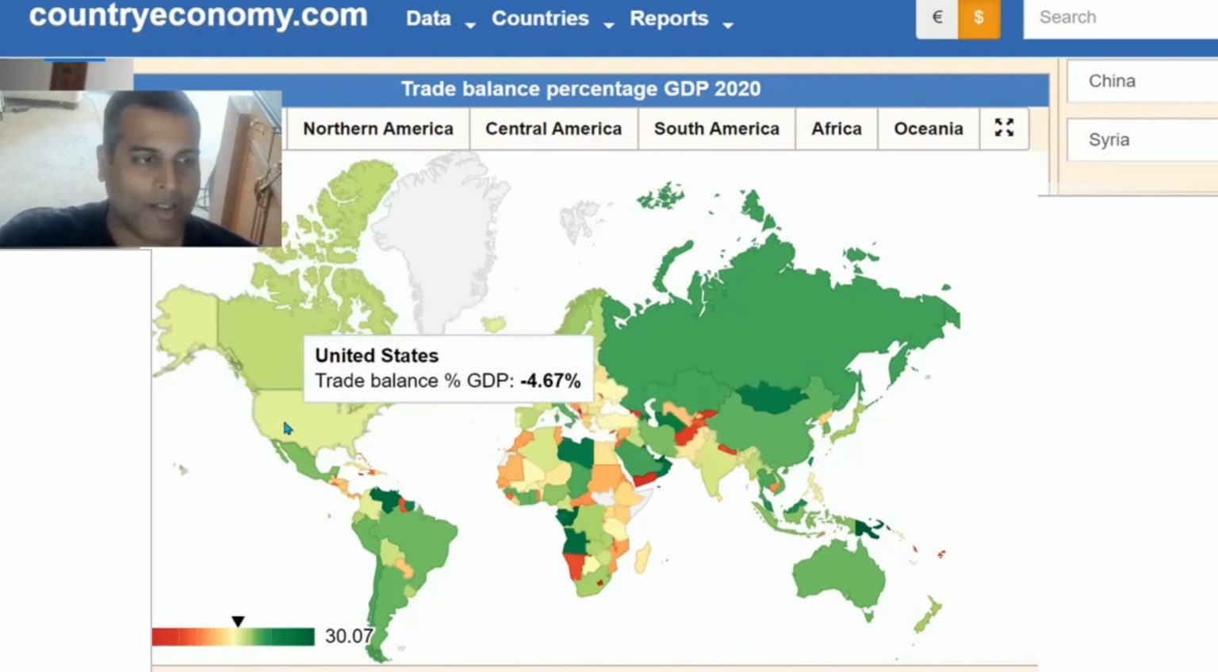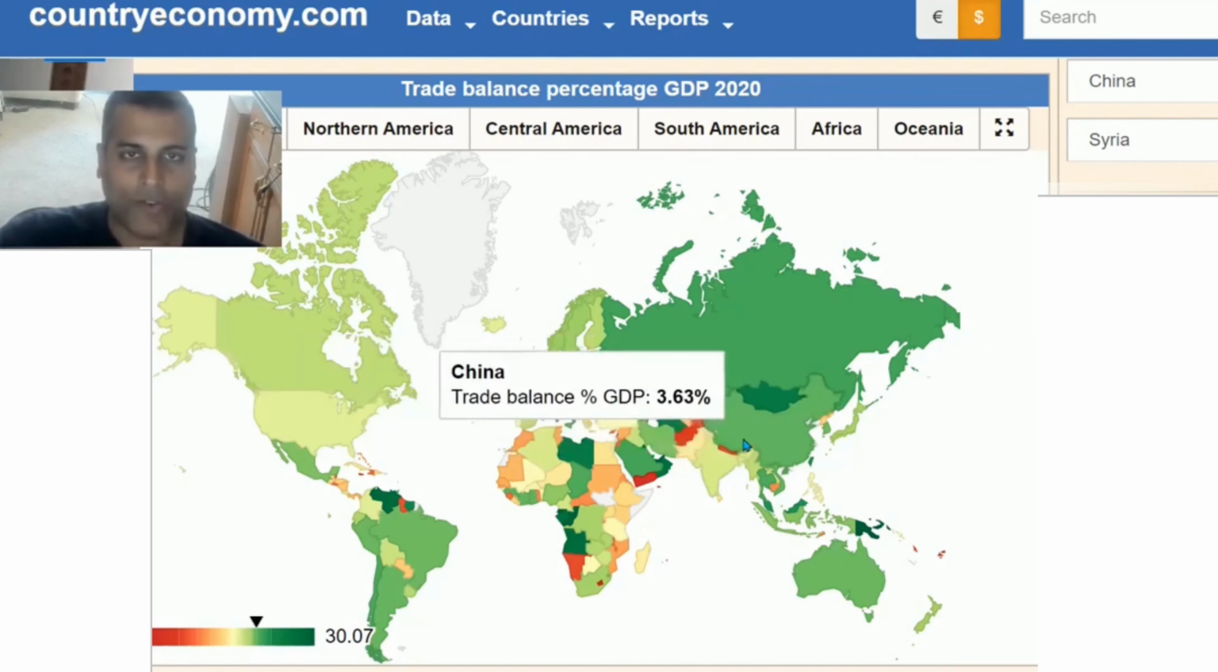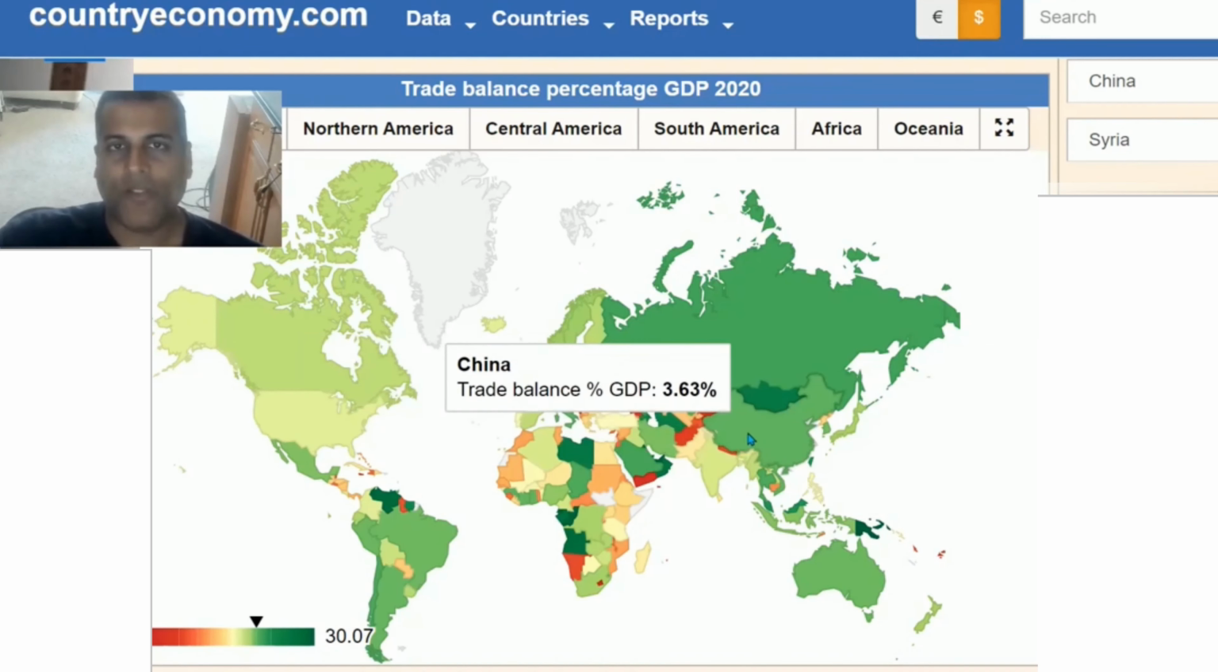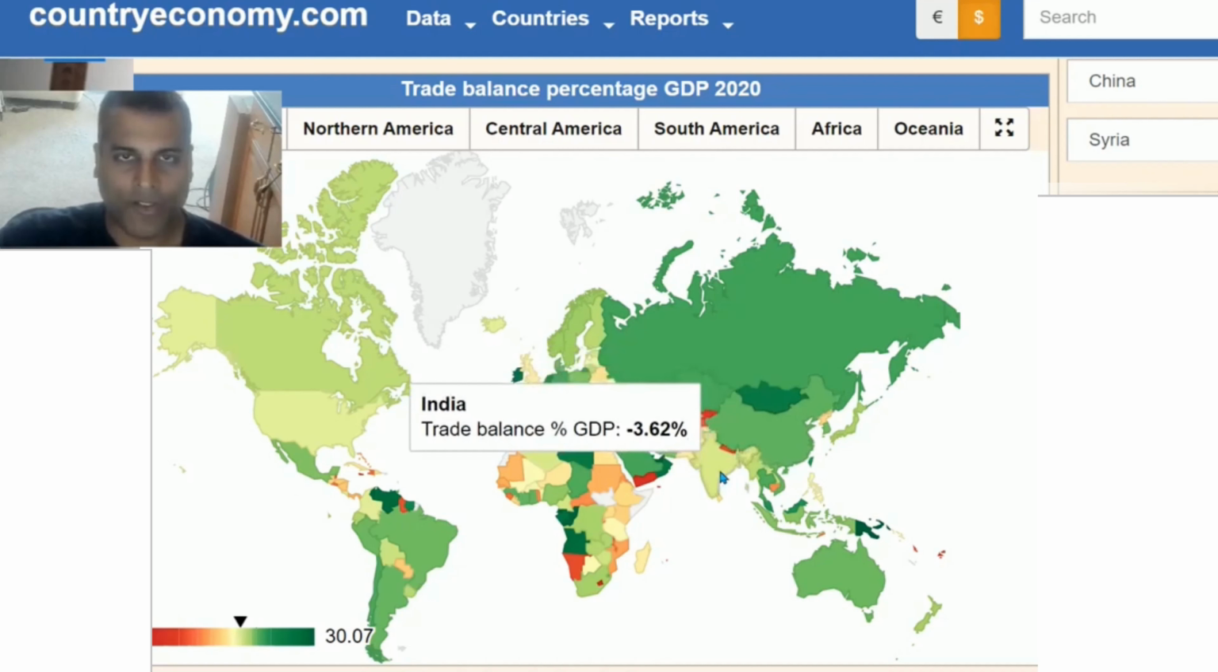By the way, the United States has a trade deficit that is minus 4.67% of its GDP. But an advanced economy can absorb that more easily than a poor country like India for reasons I have described in other videos as well. The huge gap of plus 3.63% for China versus minus 3.62% for India effectively explains the huge divergence in economic growth rates of the two countries, even though China was poorer than India as recently as 1993.